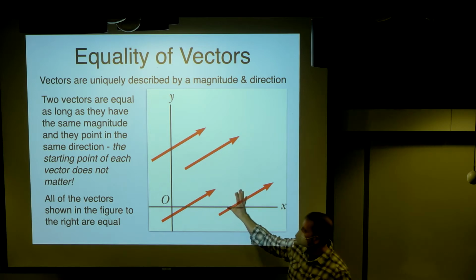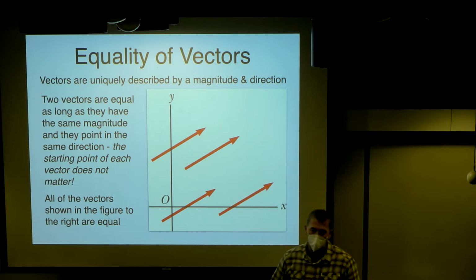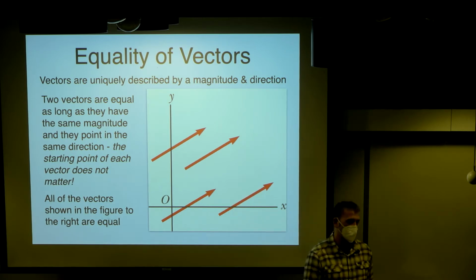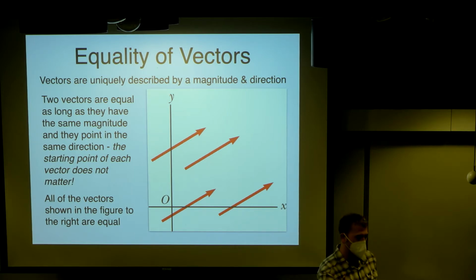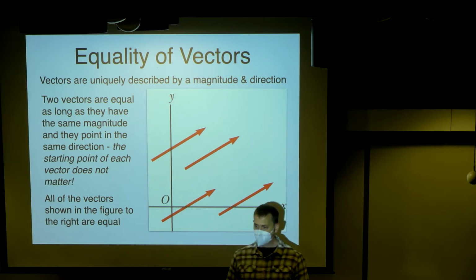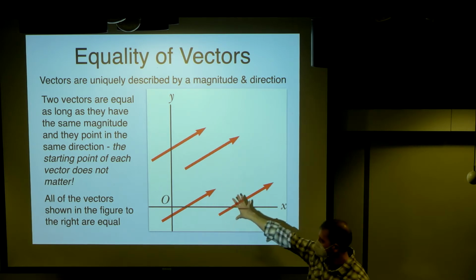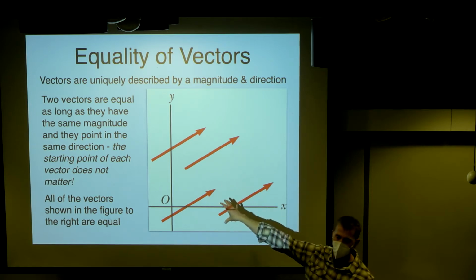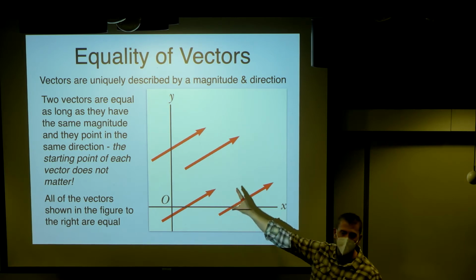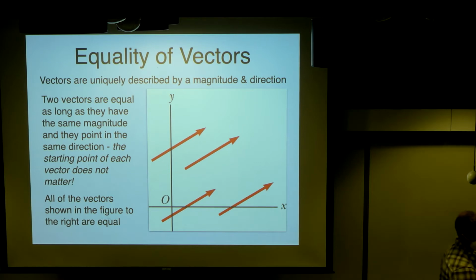So if you look at all of these vectors here, they all have the same magnitude. They're all pointing in the same direction because they're all facing the same way and they have the same length. The only difference between these is some of them start at different points, right? Well, that doesn't matter as far as the equality of the vectors is concerned. Because they all have the same magnitude and direction, they're all equal to each other, okay? So the starting point doesn't matter. All that matters is your magnitude and your direction. Does that make sense?